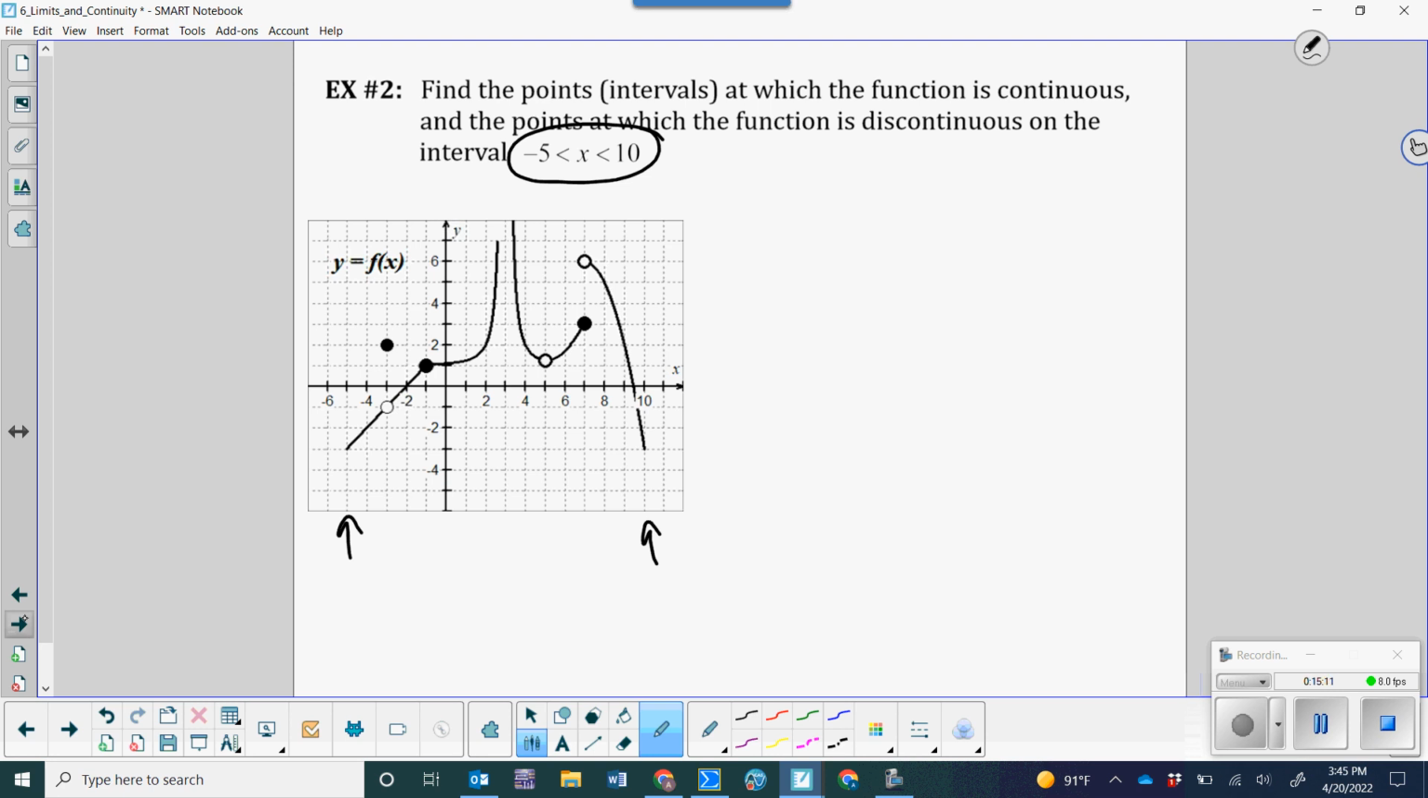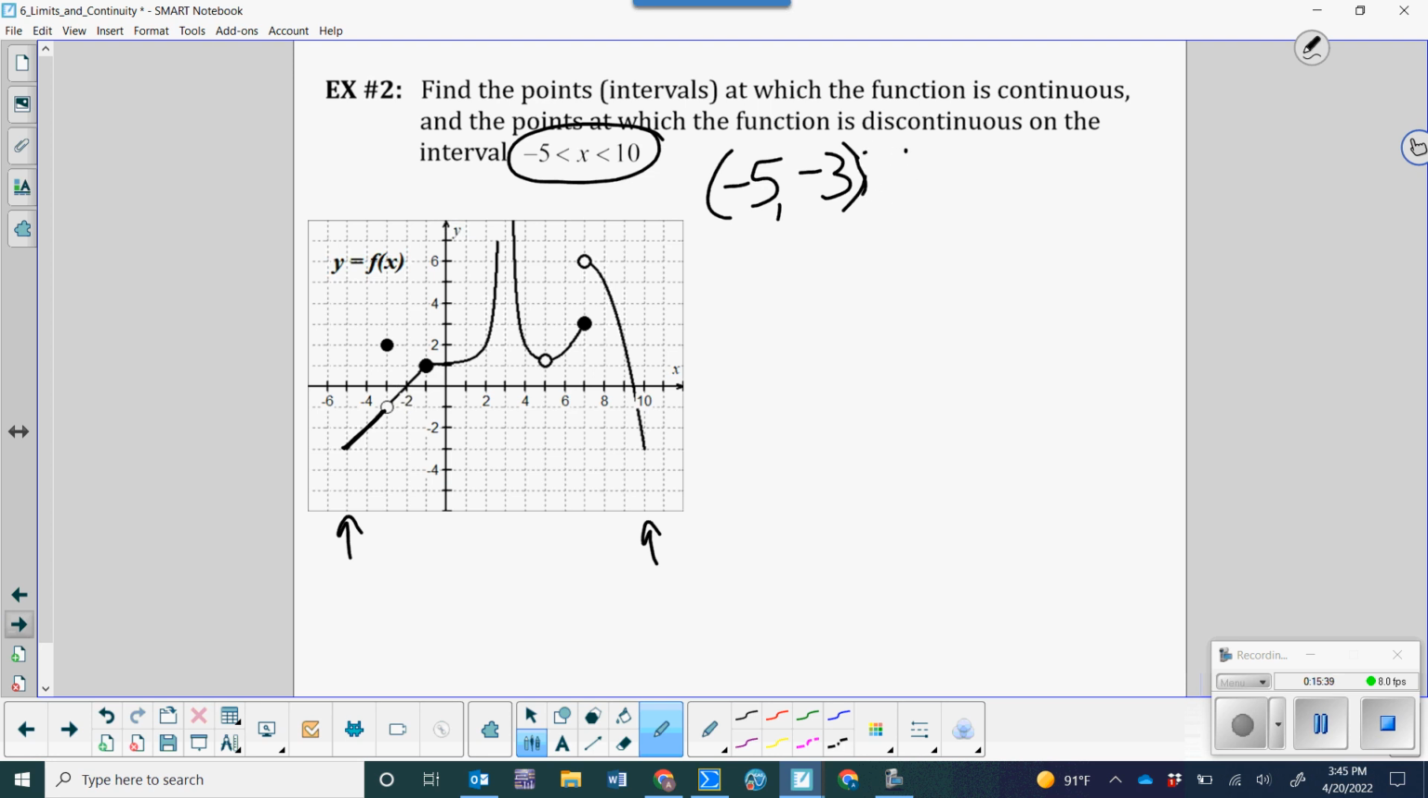All right, so we're going to list where it's continuous. To start listing where it's continuous, we just work left to right. So it's continuous from -5 until I get to -3, and then clearly there's a discontinuity. So -5 to -3, not including -3, so parenthesis. Actually, I'm not going to use union.